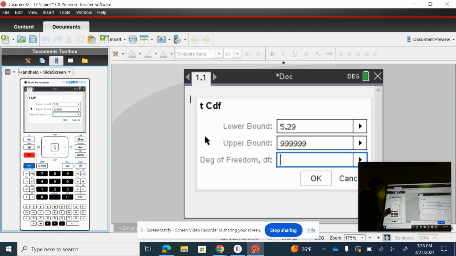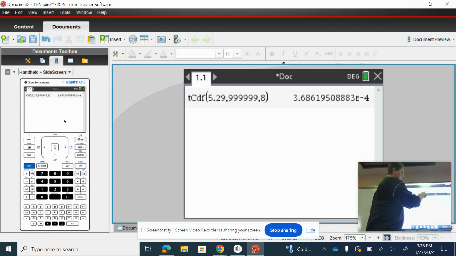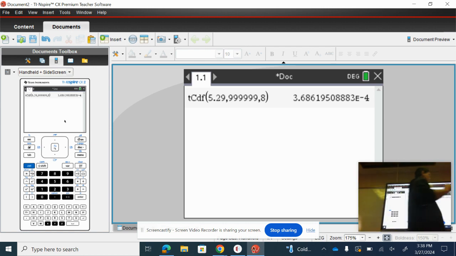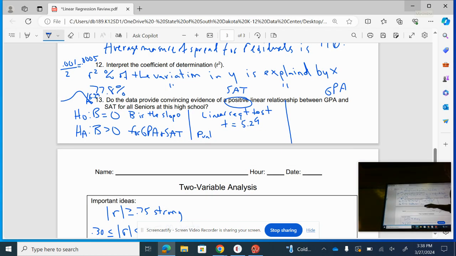Now, our degrees of freedom are 8. I'll explain how I know our degrees of freedom are 8 in a second. And we get 0.0003. Actually 0.0004 if we round it. So this is 0.0004. Now, how do I know the degrees of freedom?